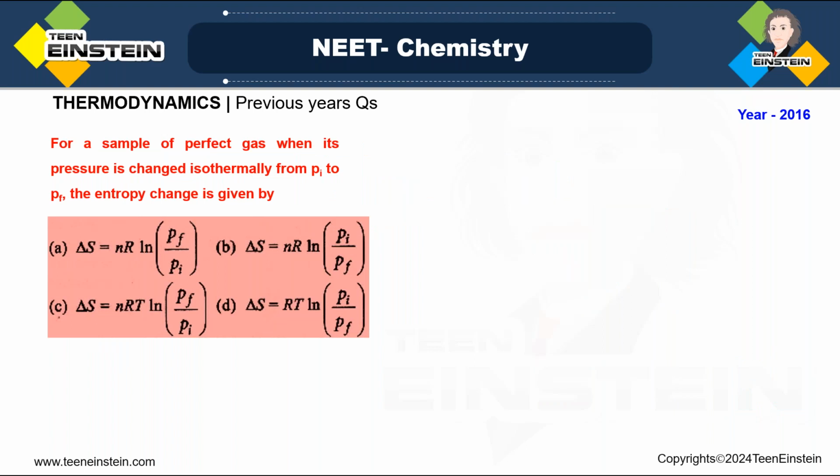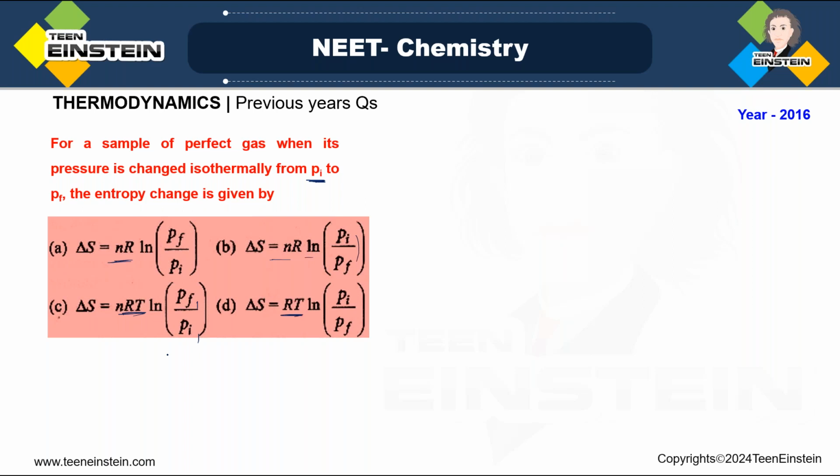For a sample of perfect gas, when its pressure is changed isothermally from the value Pi to Pf, then the change in entropy. So change in entropy, how it is related to Pf and Pi, that relationship is given in options A, B, C, D. Try to understand the difference. Here it is nR ln Pf by Pi. nR ln Pi by Pf. Now these two, their positions are changed. This is nRT. This is RT only. There is no mention of n. And ln Pf, Pi, these parts are more or less the same. Only sometimes these two are changing their positions.